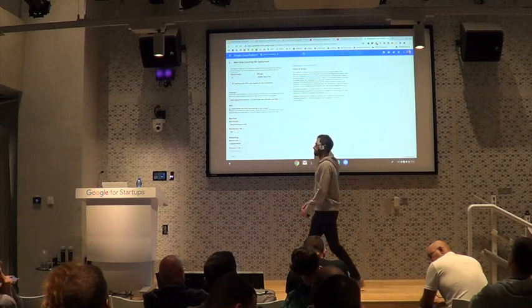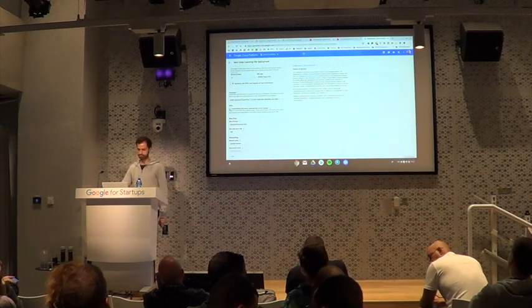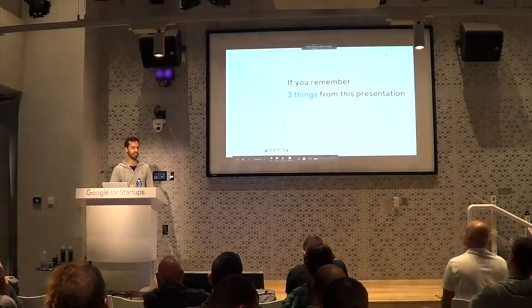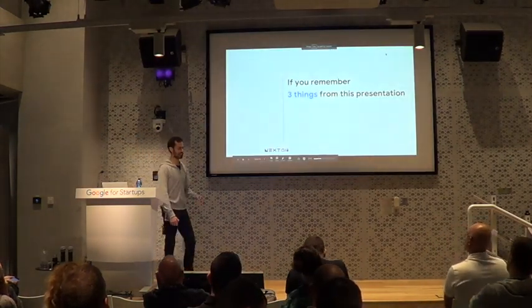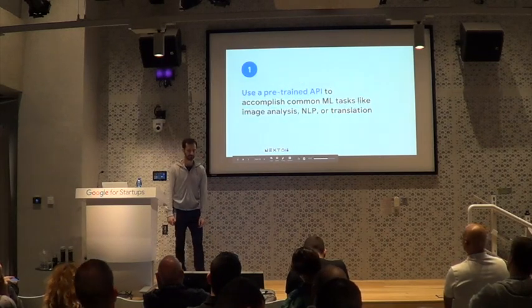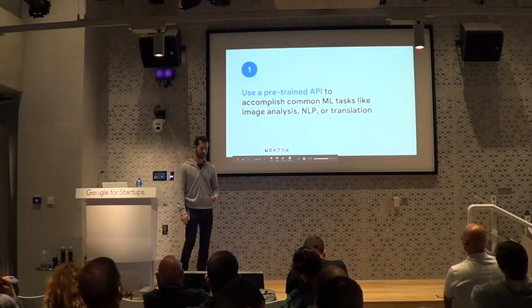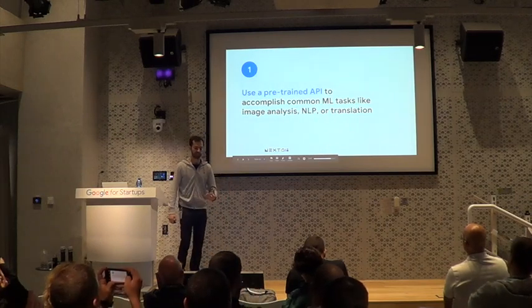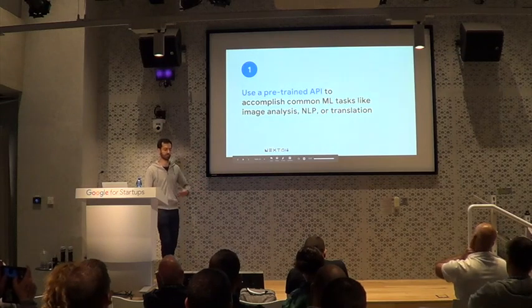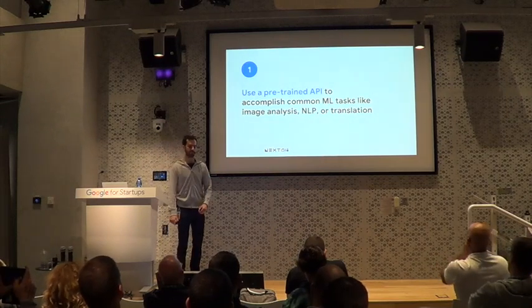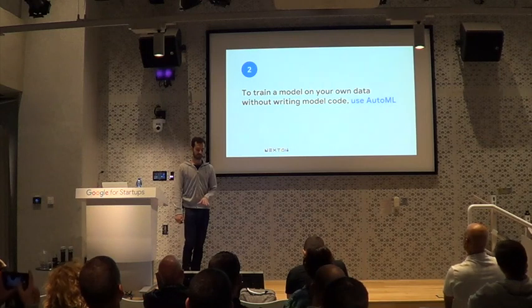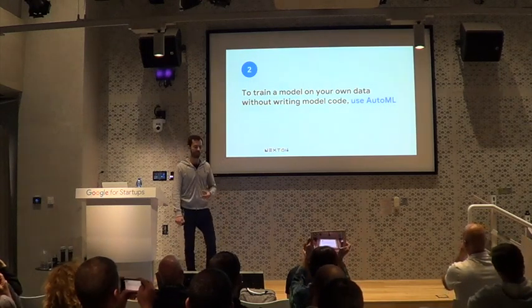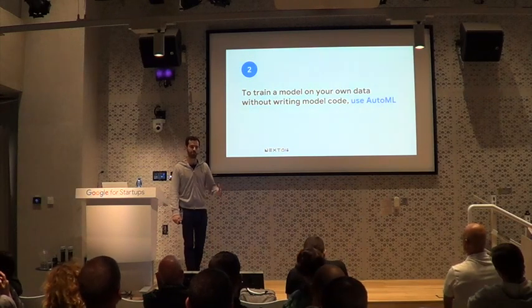Okay, so let me come to my conclusion. If you remember anything about my talk today, there are three key things. Number one, you can use our pre-trained APIs to use machine learning in your standard apps for really common tasks like natural language processing, translation, image analysis. Number two, if you want to train a custom model with your own data without having to write code, you're going to use AutoML.